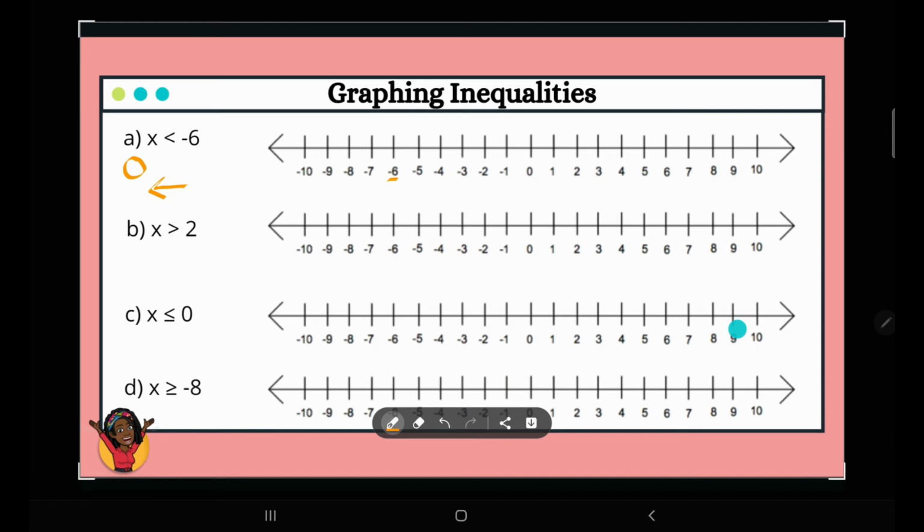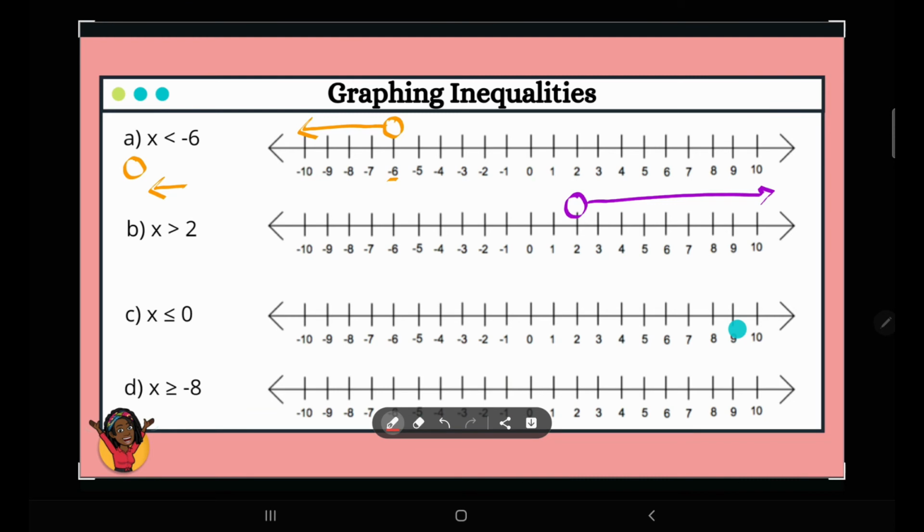So let's go ahead and construct the graph for X is less than -6. So I have an open circle on -6, and my arrow will go to the left to show the numbers that are less than -6. Let's try the second one. B is greater than 2. Is this an open or a closed circle? It's an open circle on the number 2. And now what are some numbers that are greater than 2? 3, 4, 5, so on and so forth. So my line will go to the right.